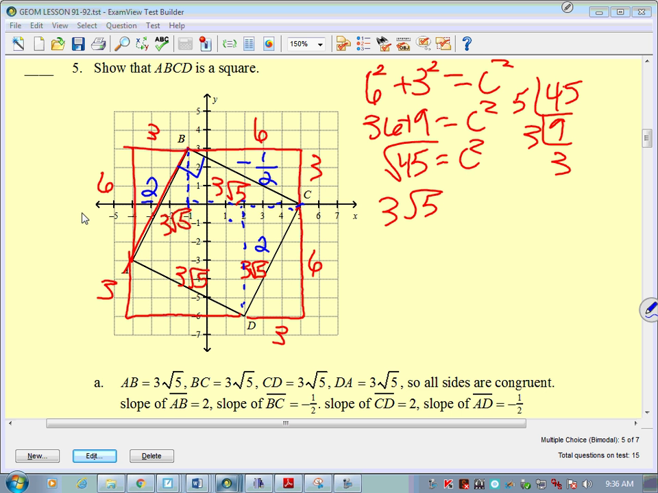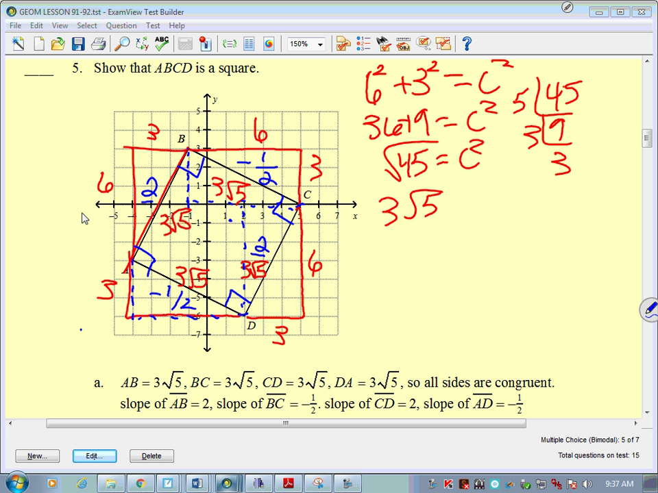But if I find the slope of BC and CD, I can tell that those are opposite reciprocals, because this one's 2, that one's -1/2. So they're opposite reciprocals, so they meet at right angles. This one is going down 3 over 6. So what's the slope there? -1/2. So these meet at right angles, and these meet at right angles.